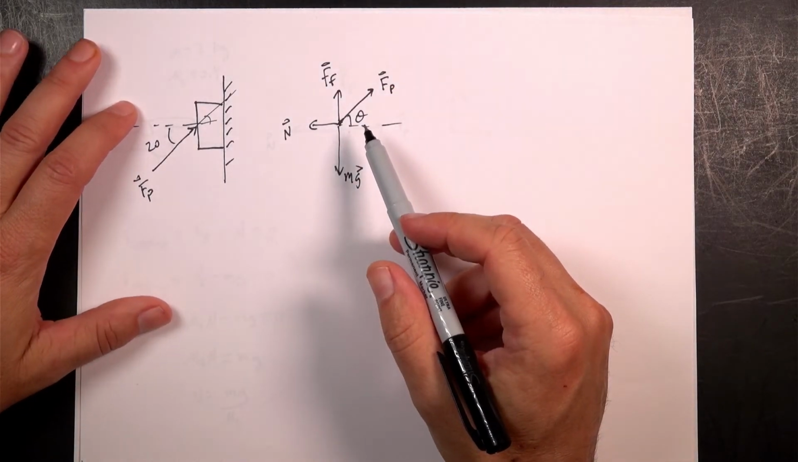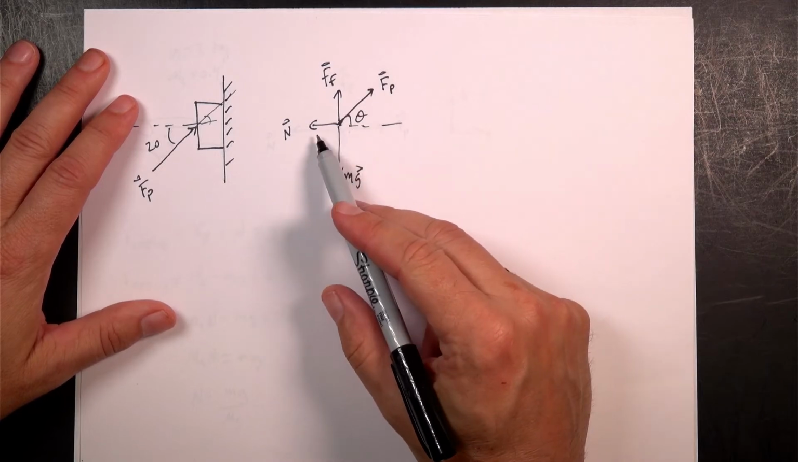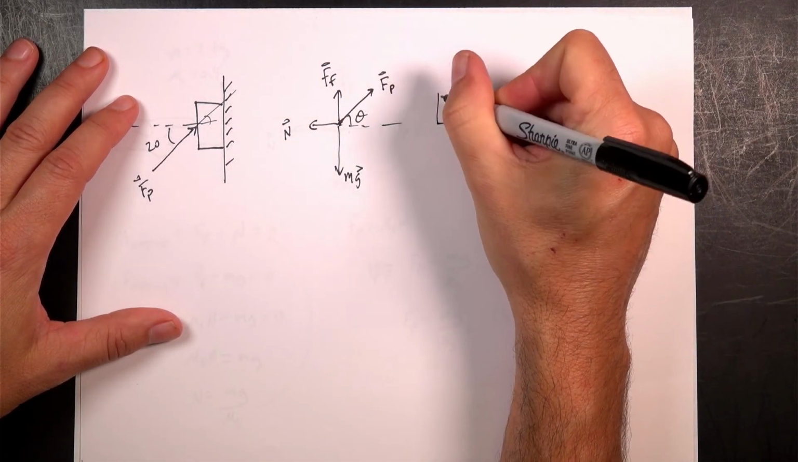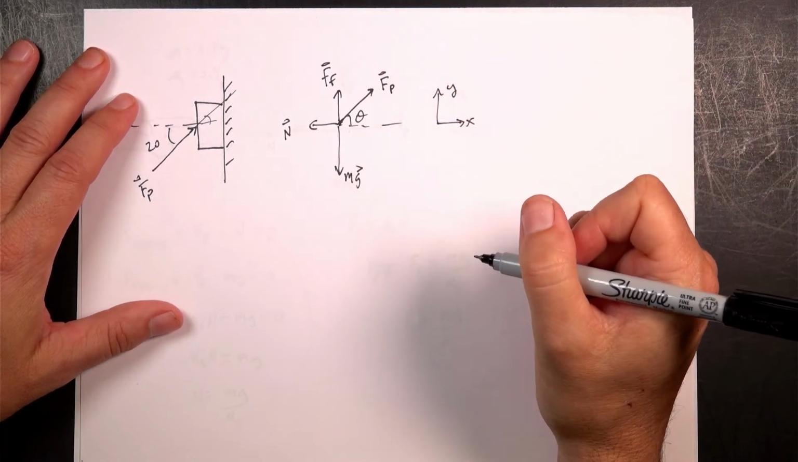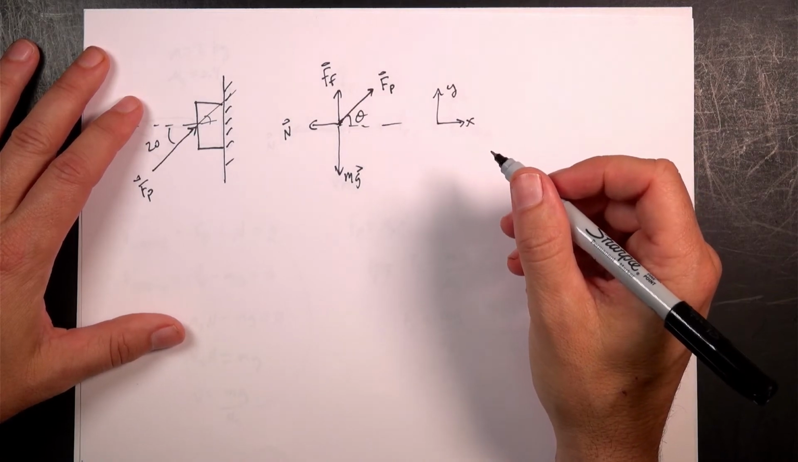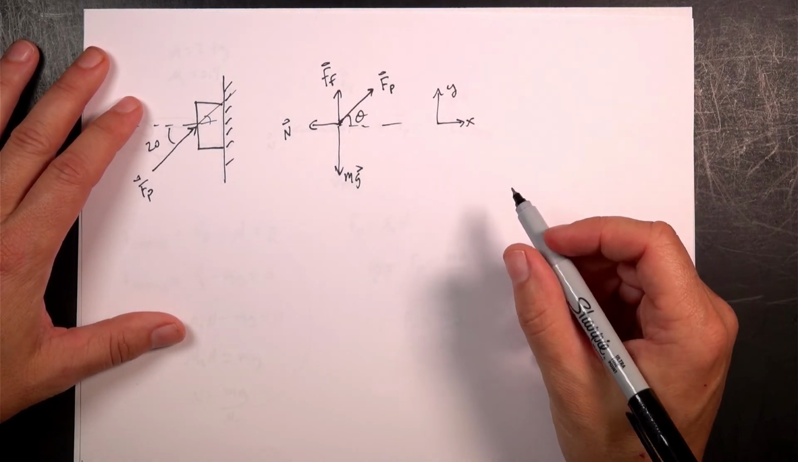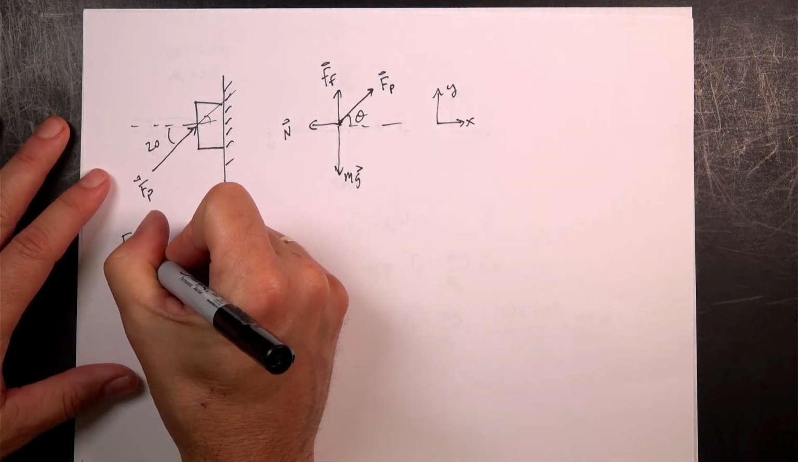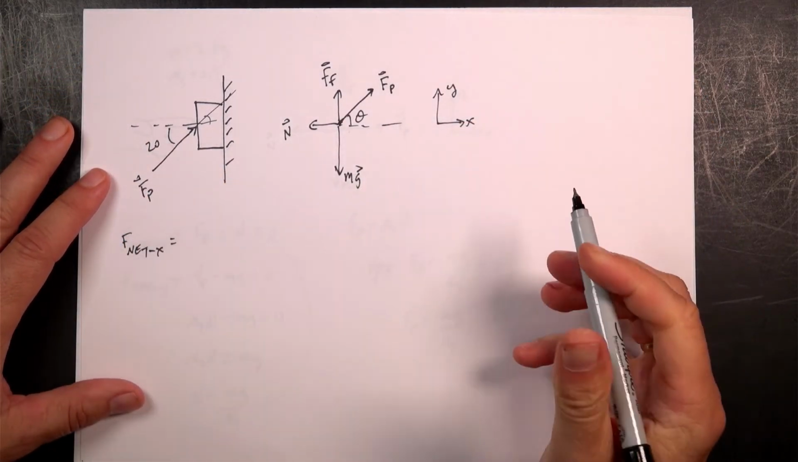Because I'm going to give you a bonus problem that you can work on. So now I can say this is my x and y axis. Again, if you want to pick something else, I salute you for your choice in making things more difficult. Because sometimes it's just fun to make it more difficult, right? So if that's the case, I can say F net x. What forces are in the x direction?